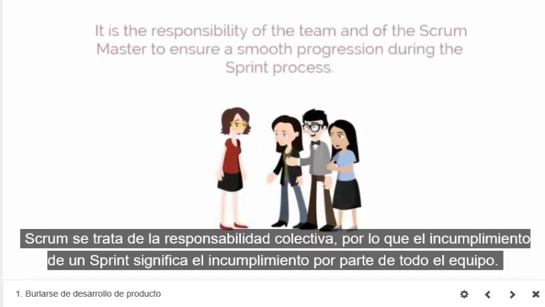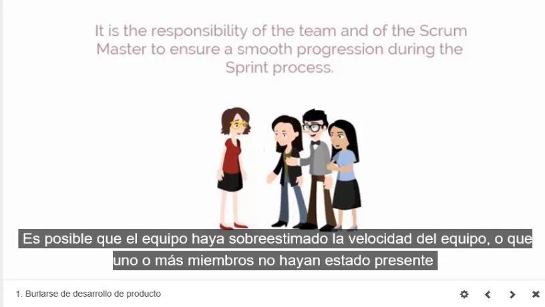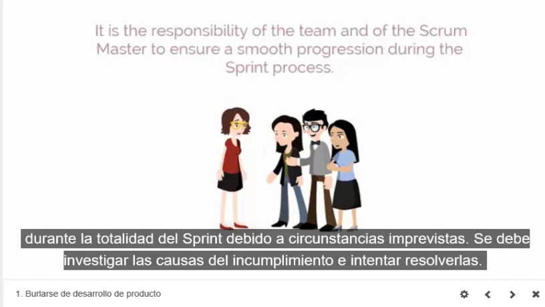It is the responsibility of the team and the Scrum Master to ensure a smooth progression during the sprint process. It is possible that the team overestimated their team velocity, or that one or more members were not present for the whole duration of the sprint due to some unplanned circumstances. Investigate the cause of the failure and try to resolve it.